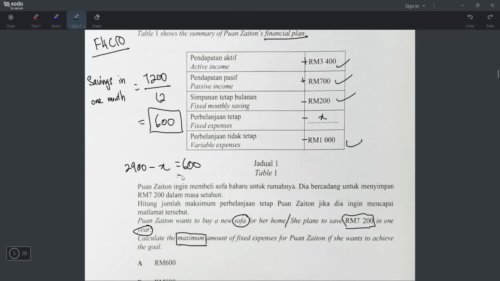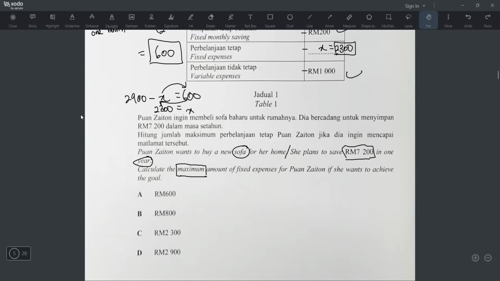Okay, to find X, I'll make it positive, pindah sini, and then 600 pindah jadi minus. 2900 minus 600 is 2300. That means if the fixed expenses is 2300, I will be able to save 600 in 1 month, and I will be able to save 7,200 in 1 year. Okay, so let's scroll down and look for the answer 2300.